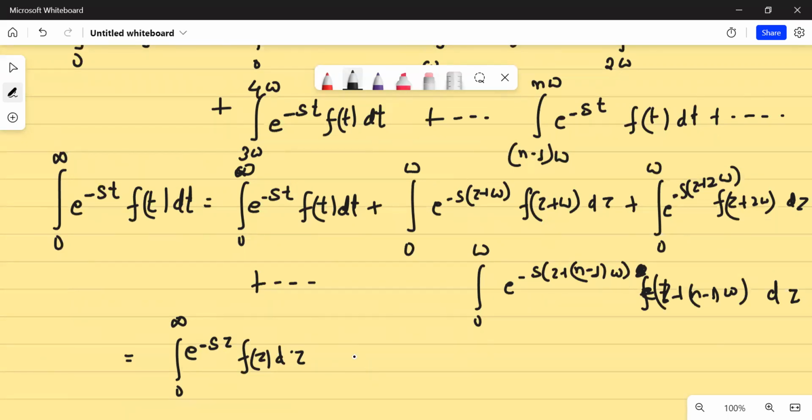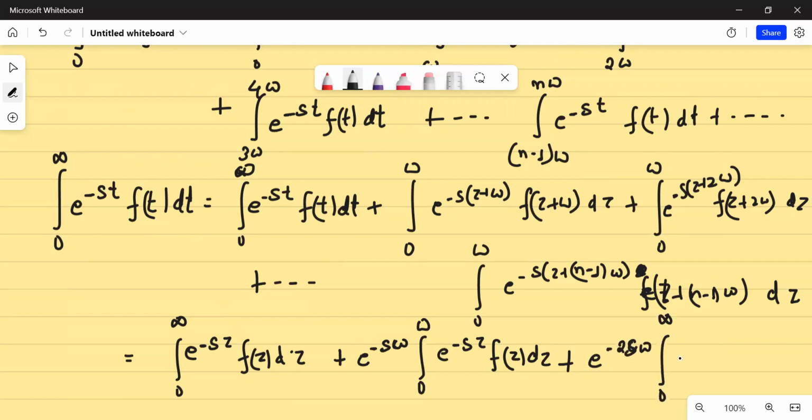Yes, sir. है ना. Plus again you see, एक इनमें से कॉमन बाहर आ जाएगा, तो आएगा e की power minus sω from 0 to ω e की power minus sz f(z) dz. Because you see f(z + ω) लिखो चाहे f(z) लिखो, बात एक ही होगी ना, because f(z) is after all periodic with period ω. So, and this is e की power minus 2sω, and then you have this 0 to ω f(z) dz, all those things.